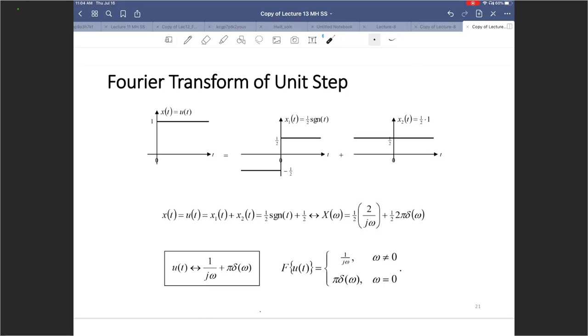And the Fourier transform of half sine t is half times 2 divided by j omega. So 2 divided by j omega corresponds to the sine function. And for a constant, you have 2 pi delta of omega, an impulse in the frequency domain, right? This signal doesn't have any frequency. It has DC. It just has an average value. So that's what you see in the frequency domain, an impulse at omega equals 0.